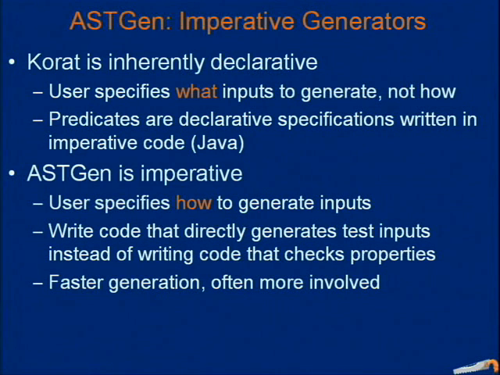So rather than describing what the inputs look like, the user or the tester has to specify how to generate these inputs. So rather than writing the code that checks properties, you have to write the code that directly generates these test inputs. The trade-off here is that this usually results in faster generation because there is no search going on. There is no pruning. You can directly generate this. But it's often more involved to write these generators.